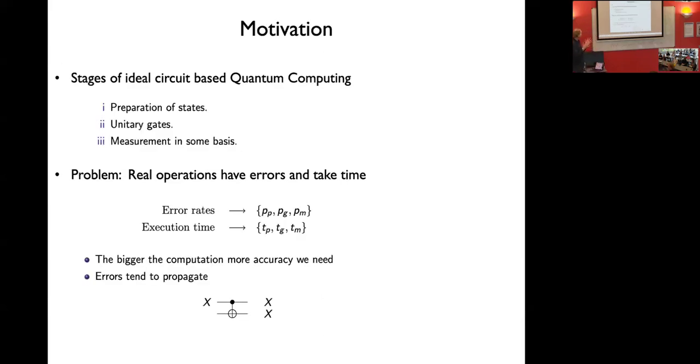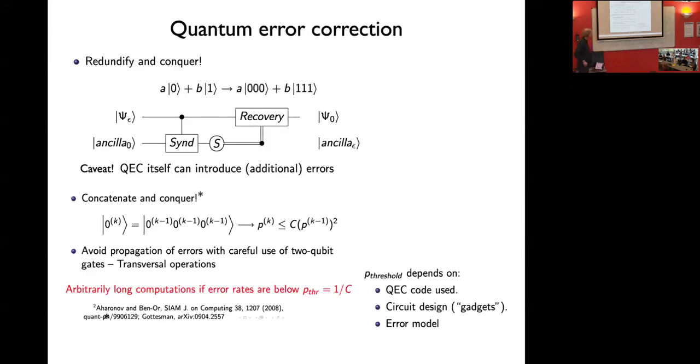And so, the stages of quantum computing: preparation of states, unitary gates, measurement in some fixed basis. But real operations have errors and take time. There's preparation errors, single-qubit and two-qubit gate errors, and measurement errors. And then these all have associated execution times. And so the bigger the computation, the more accuracy we need. And we also need to account for the fact that if we have faulty operations in our gates, those faults can spread. And so you want a way to control this.